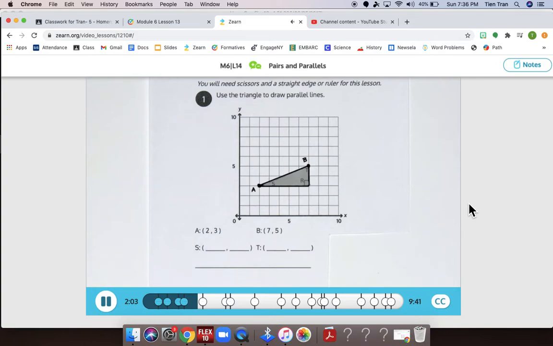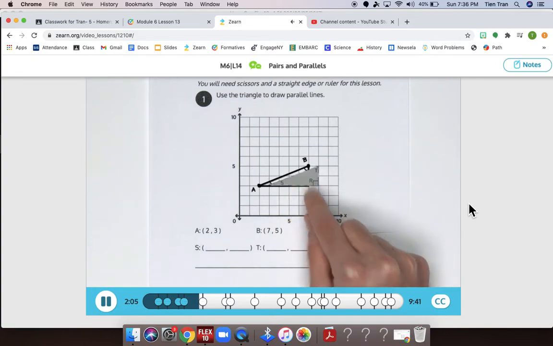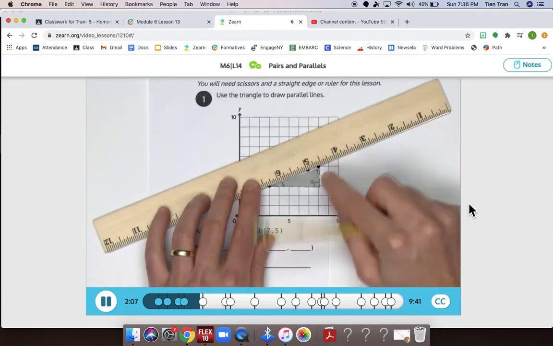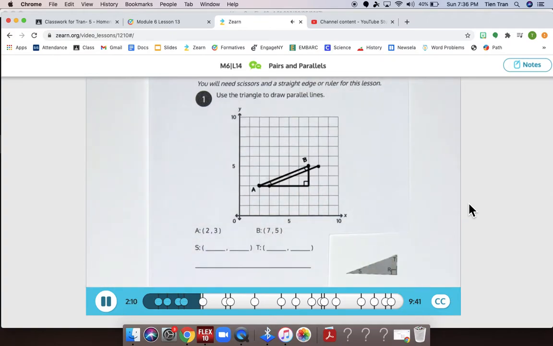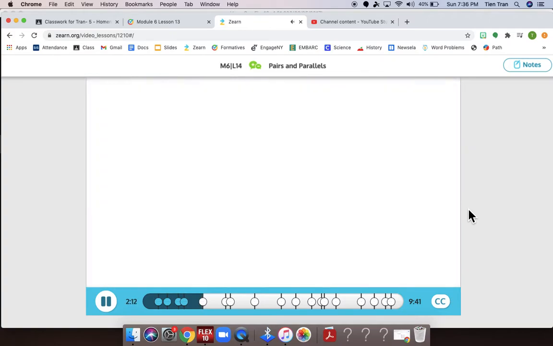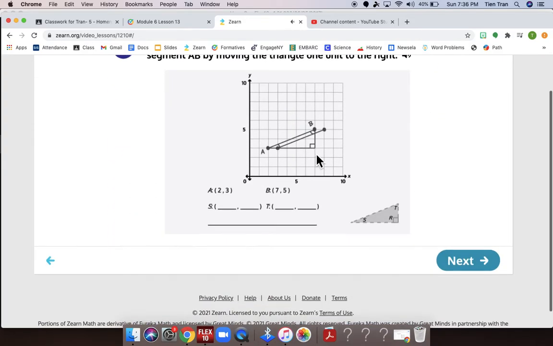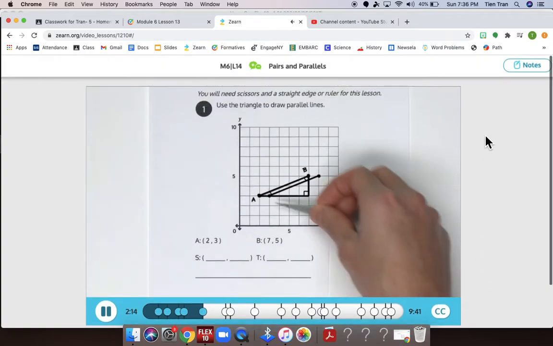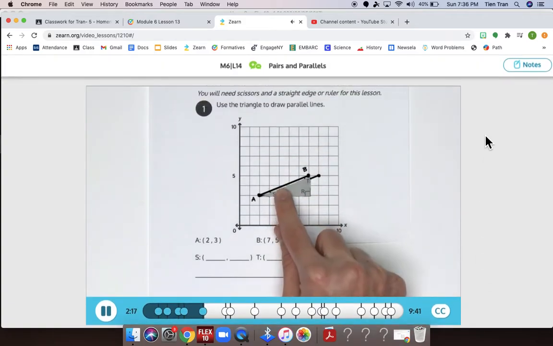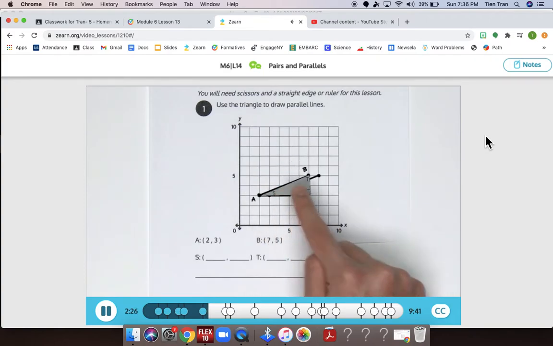Let's move the triangle to the right 1 unit like this, and draw a line segment that's parallel to line segment AB. Your turn. Okay, so that is a parallel line right there. Remember, parallel lines are lines that never intersect and never meet. So that would be one parallel line. We move the triangle 1 unit to the right to draw our parallel line segment. But we could have moved it up, down, to the left, or further to the right.